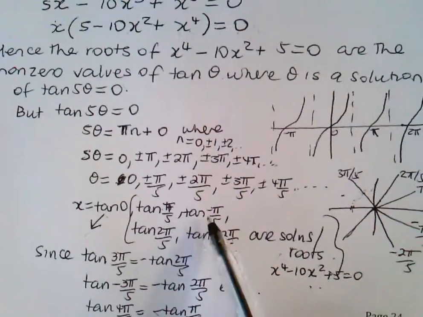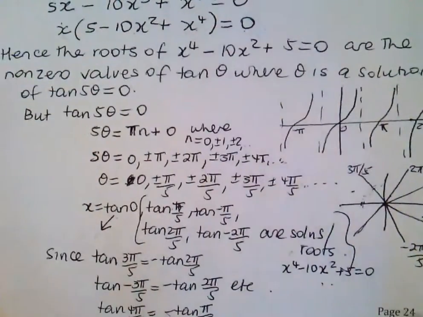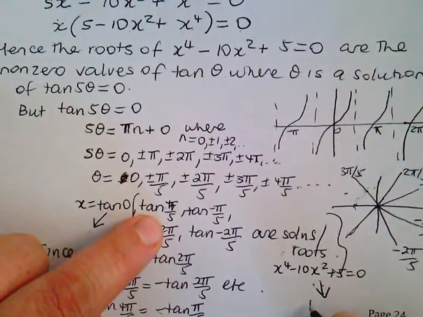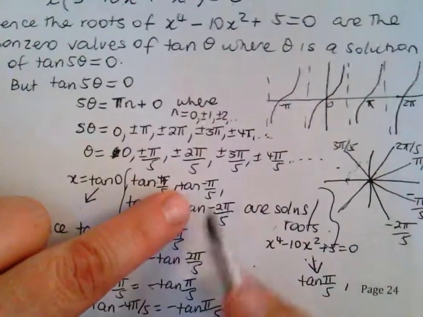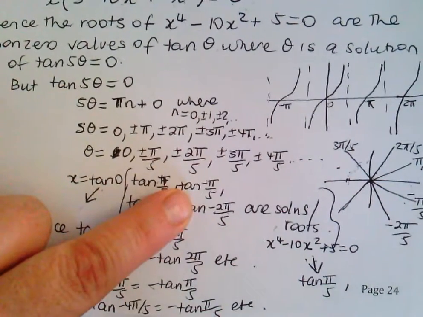Actually, how am I supposed to write tan of negative pi on 5 anyway? I need to rewrite those. That's not how the answer is. So isn't that tan of pi on 5? Isn't tan of negative pi on 5 in quadrant 4 the same as negative tan pi on 5?